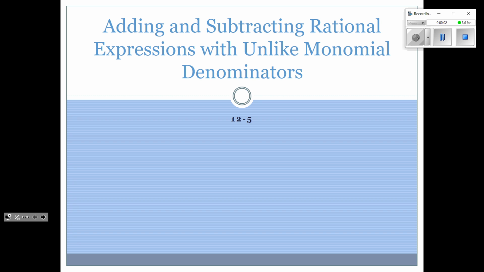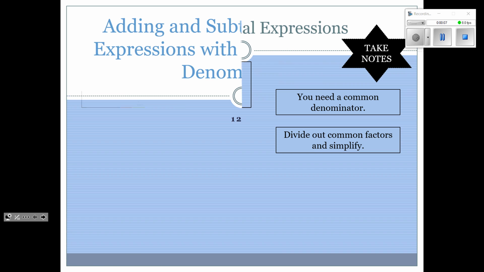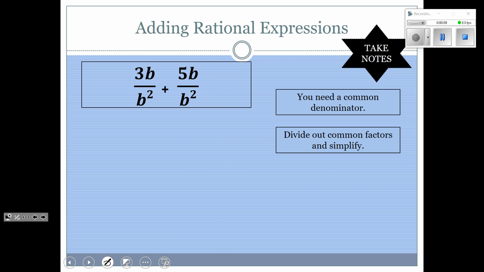In this lesson today, we're going to be looking at adding and subtracting rational expressions. Now, if you remember fractions, we always have to find a common denominator before we can add or subtract. In the first example here, you will see that indeed we do have a common denominator.